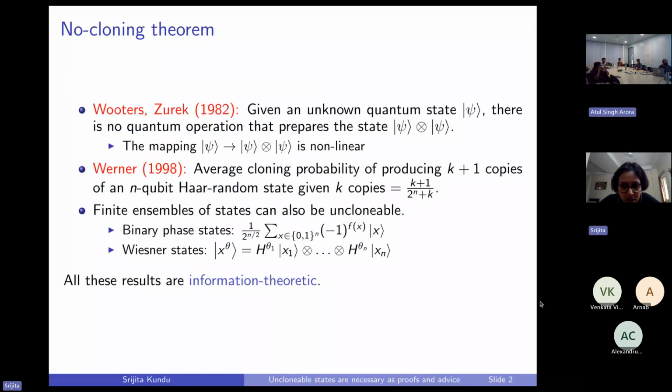In the previous slide, the second point, average cloning probability of producing k+1 copies. I didn't quite get the point. Could you briefly explain that? So what are we given over there? You're given k copies of an n-qubit Haar random state, and you're asked to produce k+1 copies. For any CPTP map that you can apply to the k copies, you want to measure the average fidelity with k+1 copies. And if you take the average over states, it's this number.